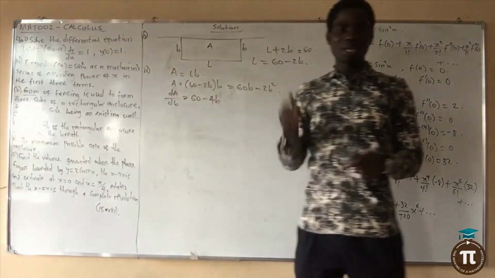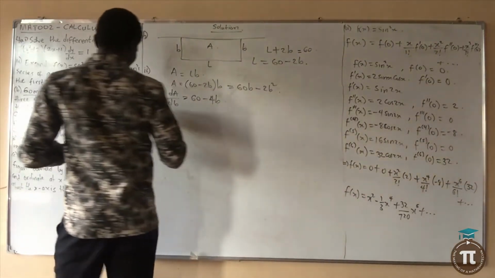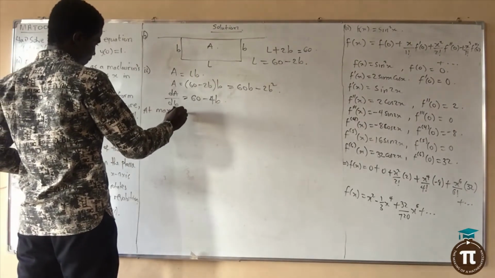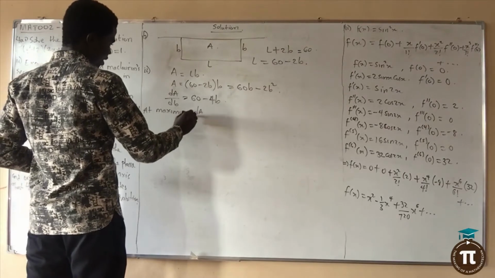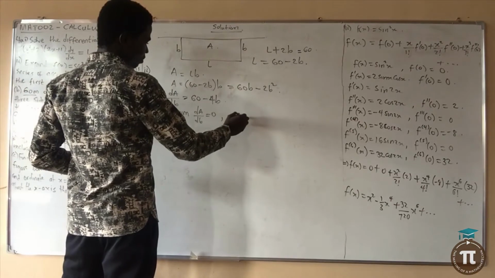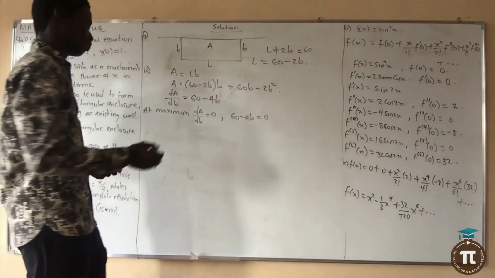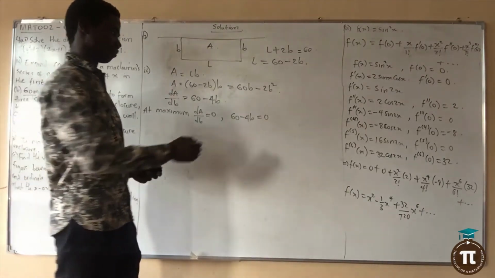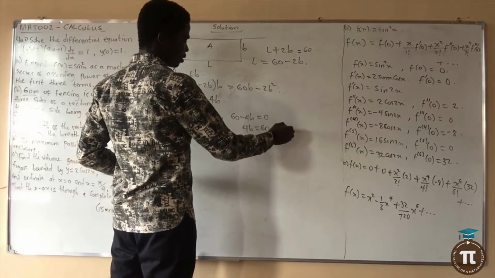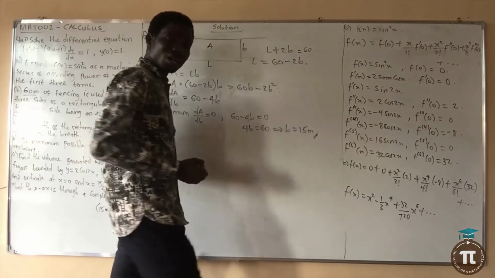So this is what I have. At maximum area, the dA/db will be 0. So I have 60 minus 4b is equal to 0. That's what I will have. So I will solve for b. 4b will be equal to 60, and eventually b will be equal to 15 meters. So, and I'm actually done.